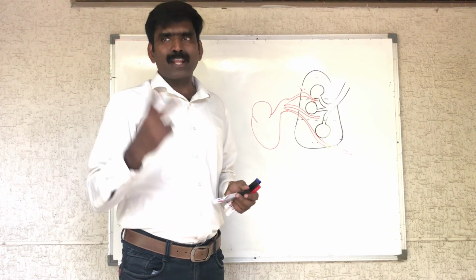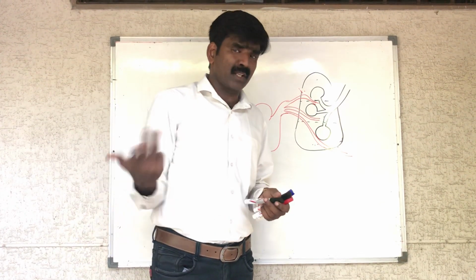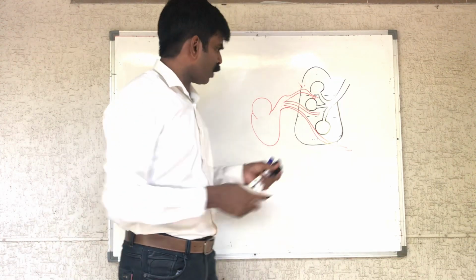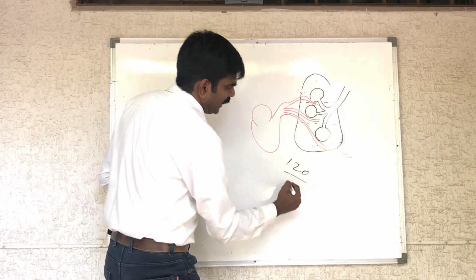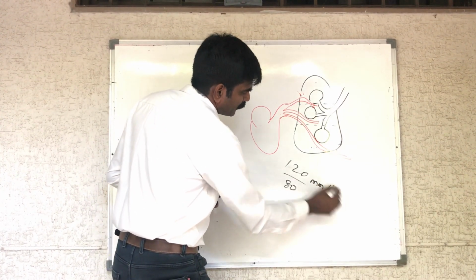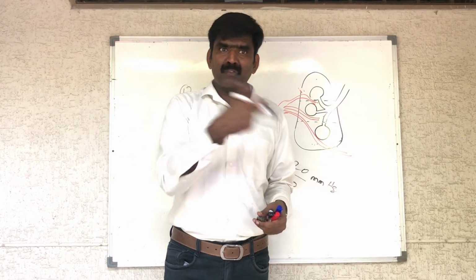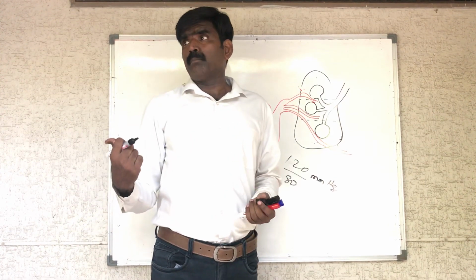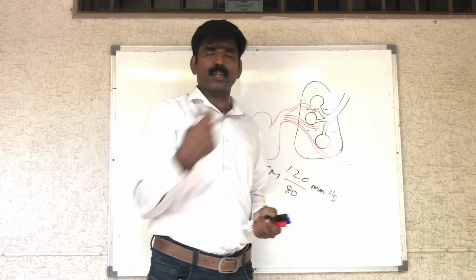There are two systems: systemic circulation and pulmonary circulation. Pulmonary circulation has a lower pressure. You know what the pressure is? Systemic pressure is 120 by 80, you all know, millimeter of mercury. I am talking about the left ventricular pressure. The right ventricular pressure is for the blood which is going to the lung. That circulation is called pulmonary circulation.